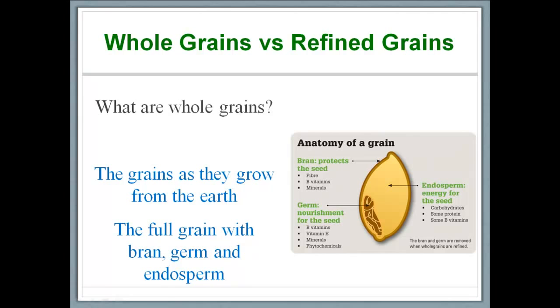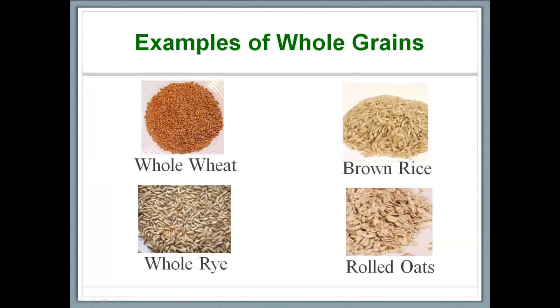Okay, so that simulation provided some detail into the anatomy of the whole grain. We now know that whole grains provide us with energy, but also contain bran and germ, which in turn have fiber and helpful minerals and vitamins. So, what are some of the examples of whole grains? Well, here they are. Whole wheat, brown rice, whole rye, rolled oats are all examples of whole grains.